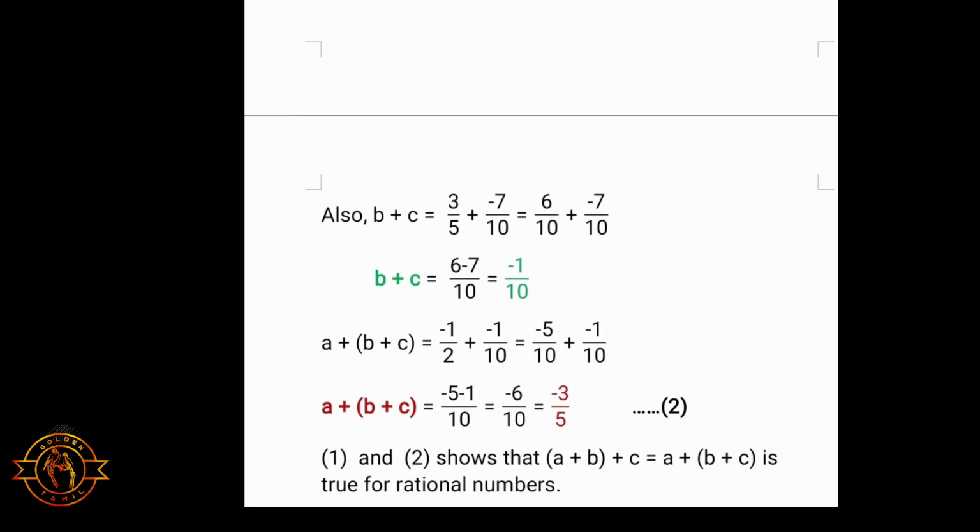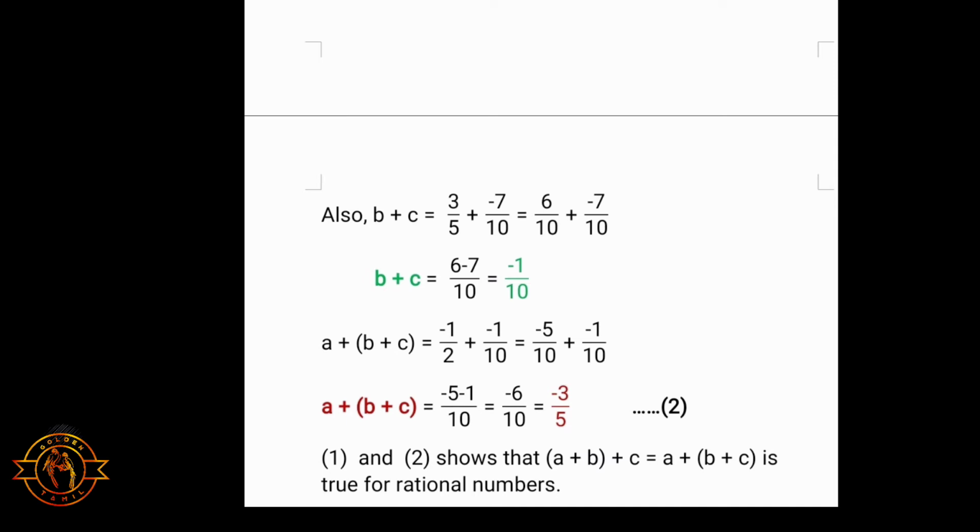And now we are going to find b plus c. 3 by 5 plus minus 7 by 10. Here also there are different denominators, so we have to find the LCM for these two numbers, 5 and 10. What is the LCM for this? 10. Yes. So what is 6 minus 7 divided by 10? What is the final answer for that? Minus 1 by 10. We get b plus c is equal to minus 1 by 10.